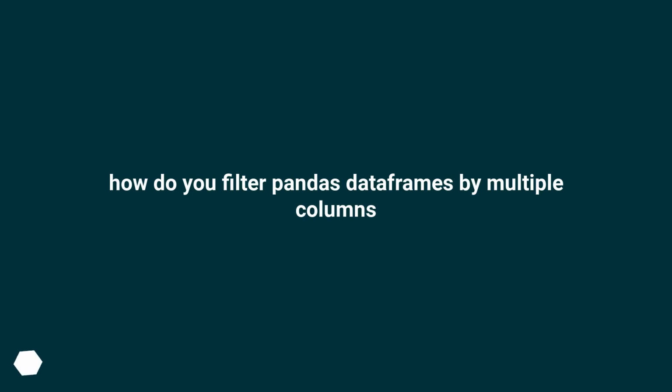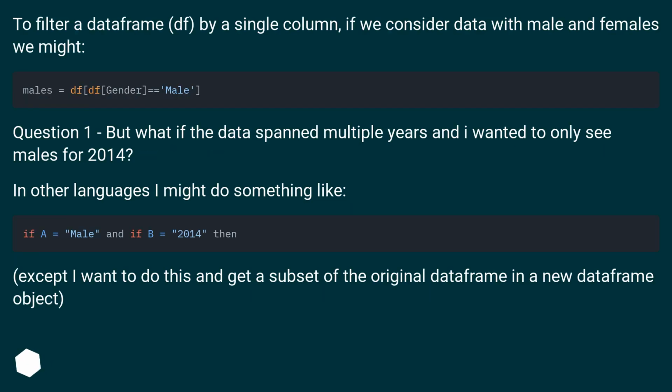How do you filter pandas data frames by multiple columns? To filter a data frame, df, by a single column, if we consider data with male and females, we might do this. Question 1. But what if the data spanned multiple years and I wanted to only see males for 2014?